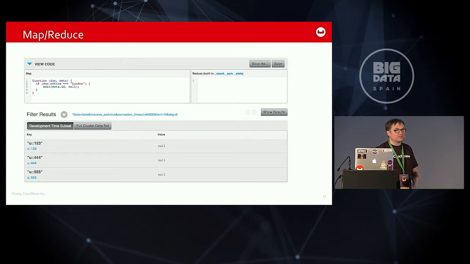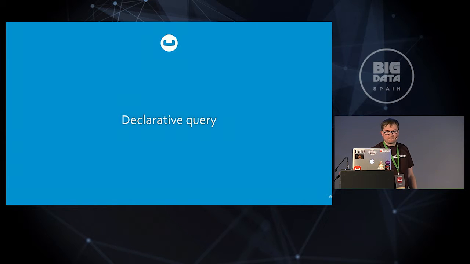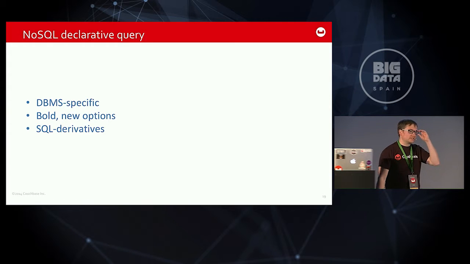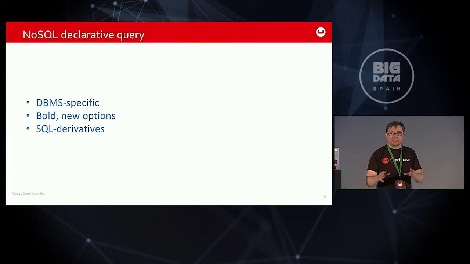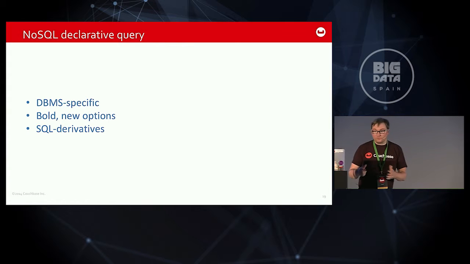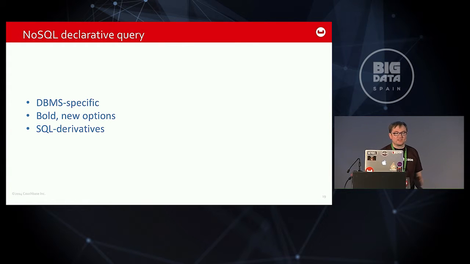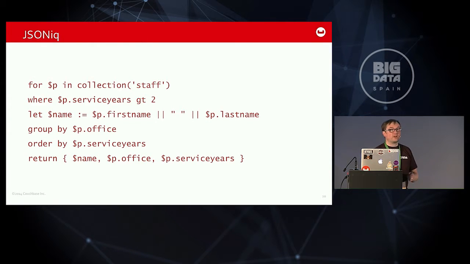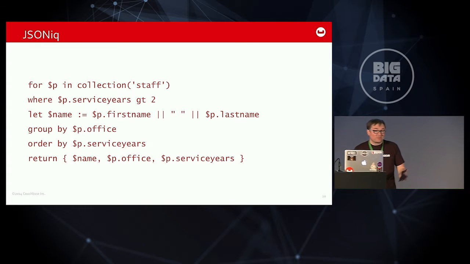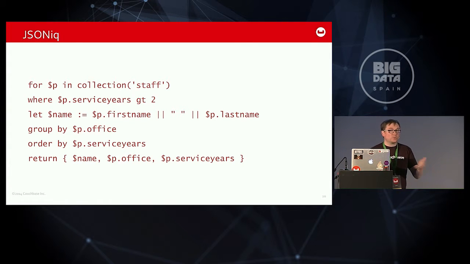So where do we get declarative query in the NoSQL world? Well, there are kind of three approaches. There's the database-specific approach, which Mongo takes. Then there's these bold new options where something entirely new has been created. And then there's SQL derivatives. So very quickly, JSONiq is a form of JSON query language, which is interesting, and it's all about working with sets instead of tuples, but it's never really taken off.